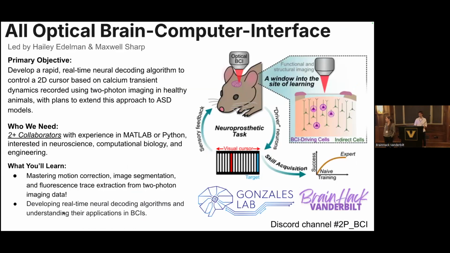Hi everyone, I'm Amelia, I'm a first year PhD student in the Gonzalez Lab. And I'm Max, I'm a fourth year undergraduate student. And we're working on an all optical brain-computer interface.